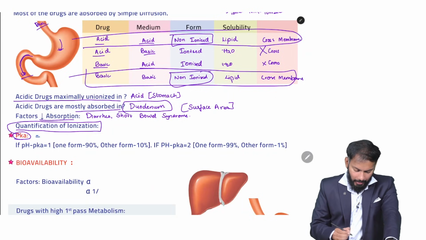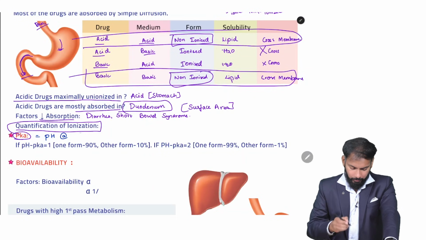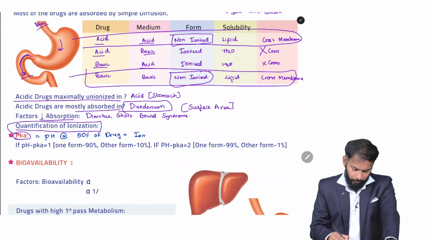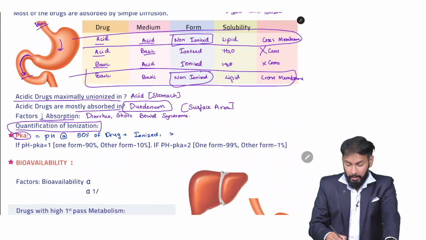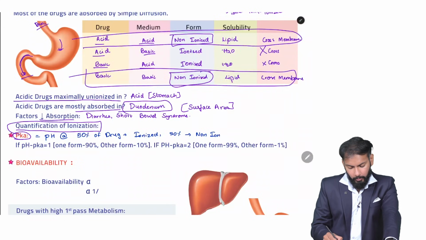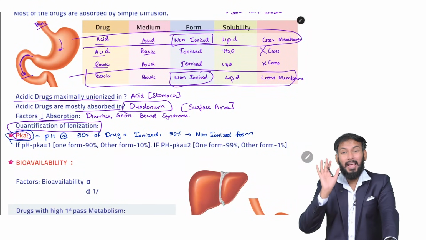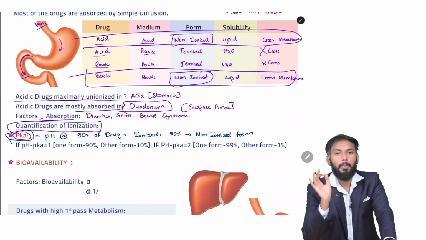What does this pKa say? pKa is the pH at which 50% of the drug is in ionized form, okay, and 50% of the drug is in non-ionized form. So 50% is ionized and the other 50% is non-ionized. It is what is pKa. This is what has been asked in the exam so many times.